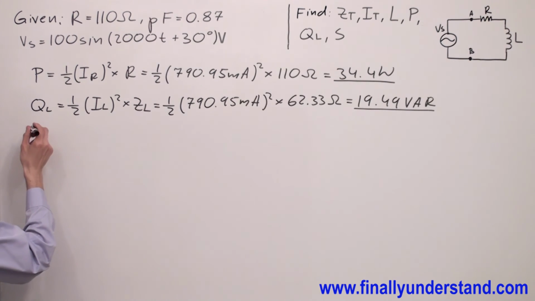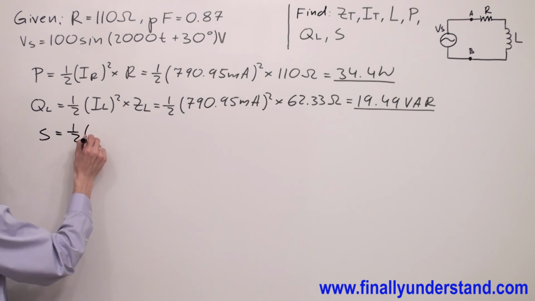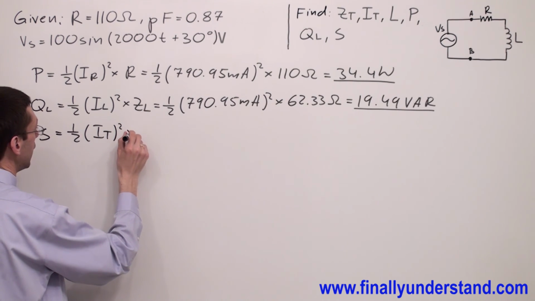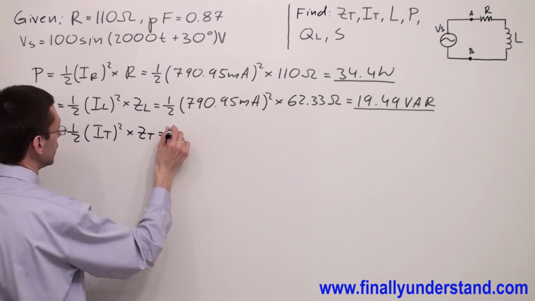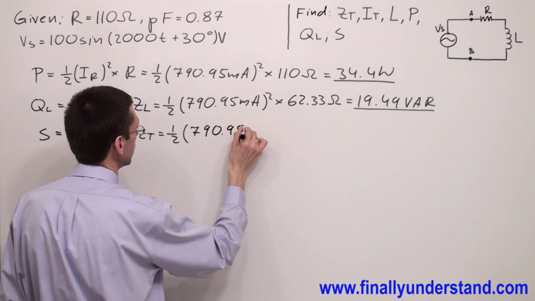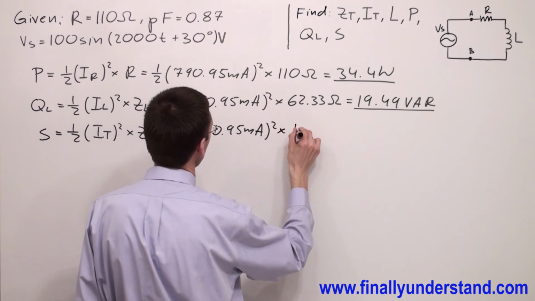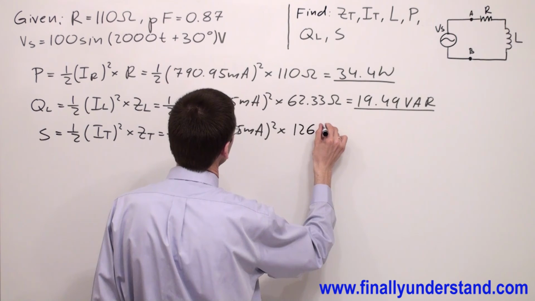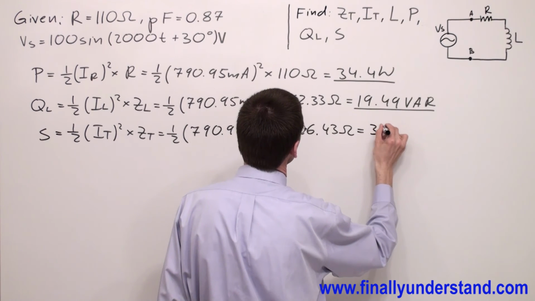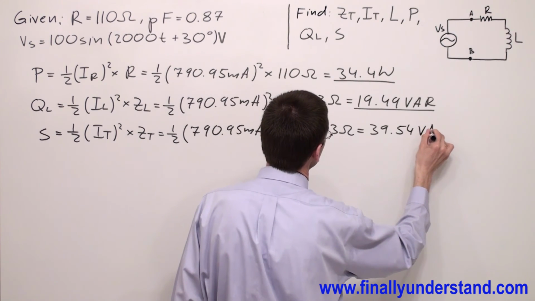So next, we're supposed to find the apparent power S, which is equal 1/2 I total squared times Z total, which is equal 1/2 790.95 milliamps squared times Z total, which is equal 126.43 ohms. This is equal 39.54 volt ampere.